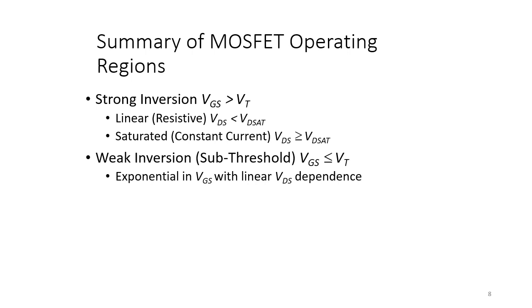Now the MOSFET operates in different regions. First one is the strong inversion region, in which the channel gets strongly inverted when the gate voltage is greater than the threshold voltage, that is, when the device operates in either the linear or saturation region. Linear region is when the device voltage VDS is less than VDS saturation, and saturation region is when VDS is greater than or equal to VDS saturation. And the second one is the weak inversion region, when VGS is less than VT.